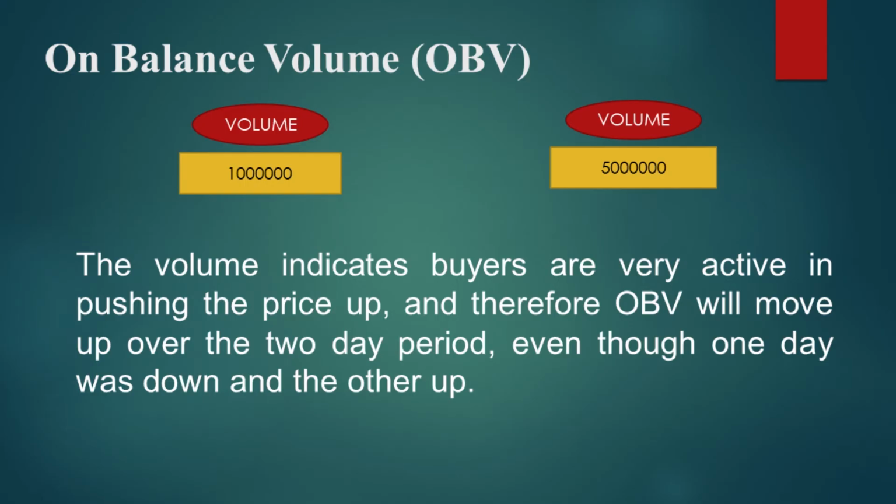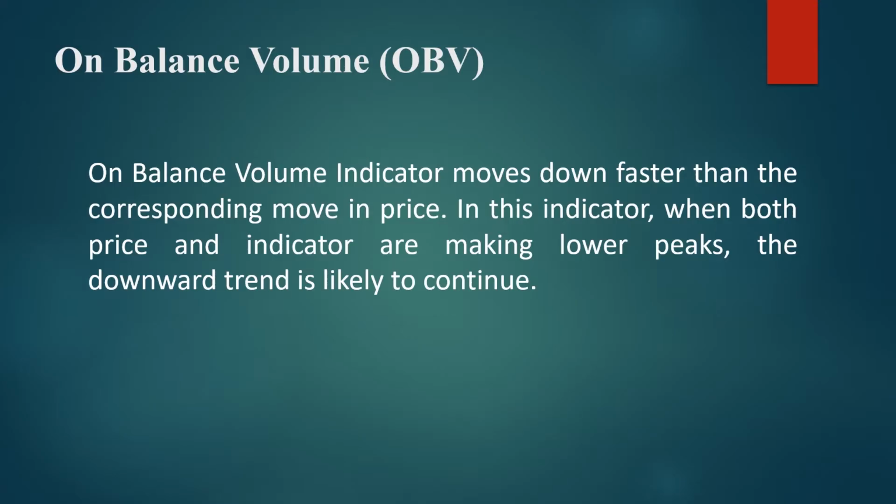For example, a negative day with 10 lakh volume is not as significant if the next day up has 50 lakhs in volume. Now see here, volume indicates that buyers are very active in pushing the price up, and therefore on balance volume will move up over the 2 day period even though one day was down and the other day up. So first of all, one thing that you have to remember is that the on balance volume indicator moves down faster than the corresponding move in price.